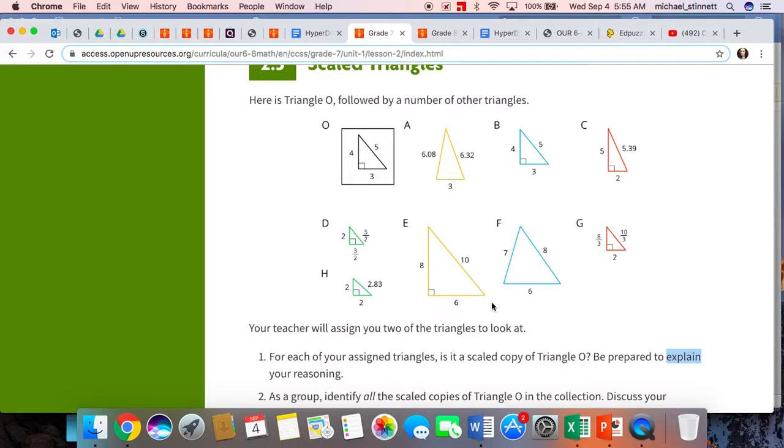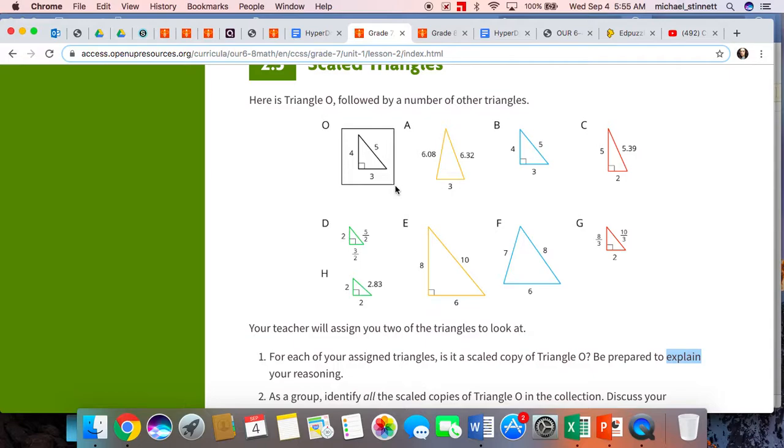Let's look at this last side over here. On our new triangle, it's 10. On our original, it was 5. So is 10 also twice as much as 5? 5 times 2 is 10. So on every side of our triangle, we multiplied each side of the original by 2. 3 times 2, 4 times 2, and 5 times 2.